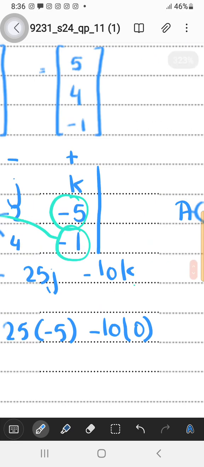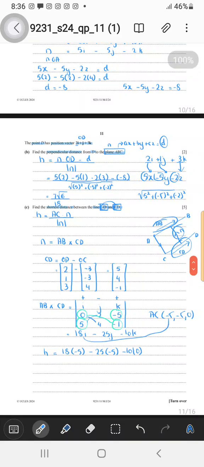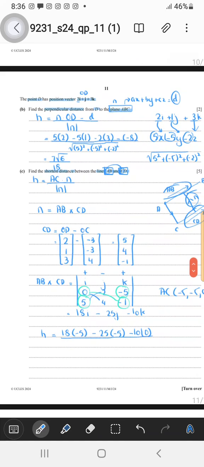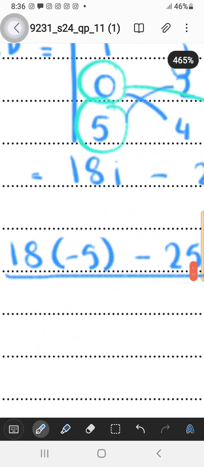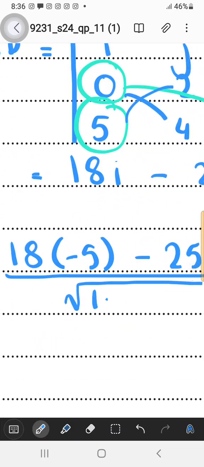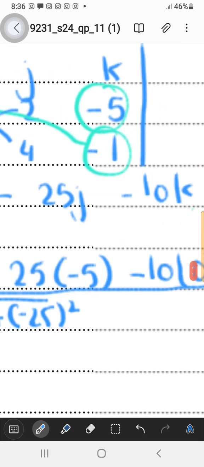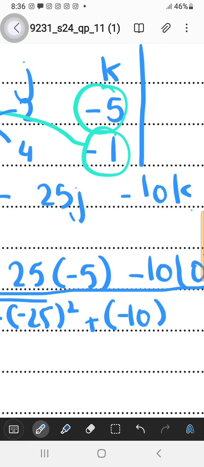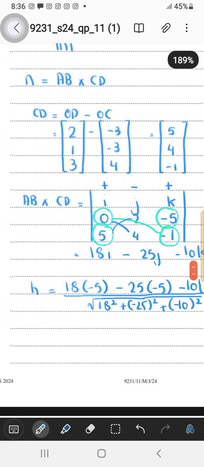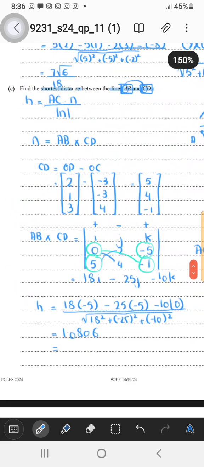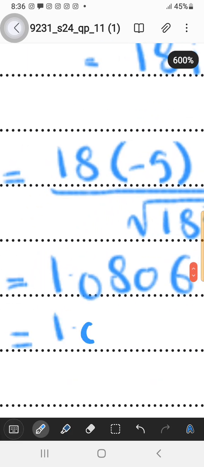It means here will be 0. What I did, -5 instead of i, negative 5 instead of j, and 0 instead of k. I hope you get this. And then divided by under root 18 square plus minus 25 square and plus minus 10 square. If you do it, we will get from the calculator 1.0806, and the examiner asked for 3 significant figures, so we will write it as 1.08.